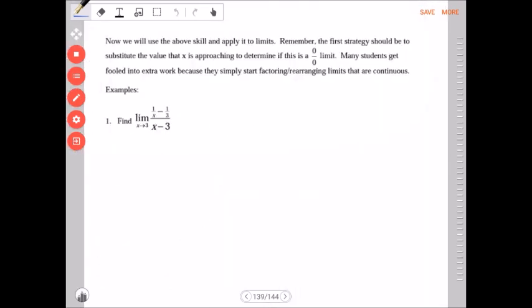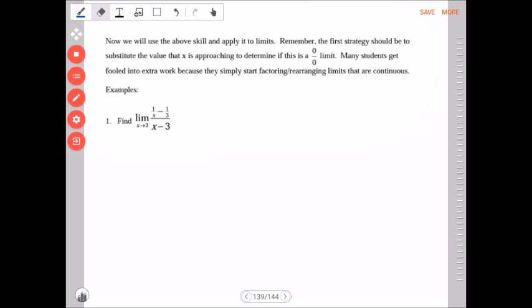Now we're going to apply the above skill to limits. Remember, the first strategy should be to factor in or substitute the value of x to see if it really is a 0 over 0 limit. Many students get fooled into extra work because you just look at this, start factoring, rearranging limits that are continuous. So it's a good idea to put that 3 in. Looking here, 1 over 3 minus 1 over 3, that's 0. And then 3 minus 3, that's 0. So this is a 0 over 0 limit. It really is a good thing to check.